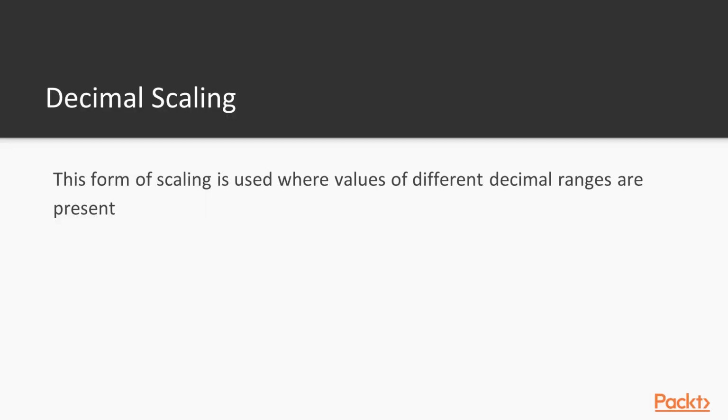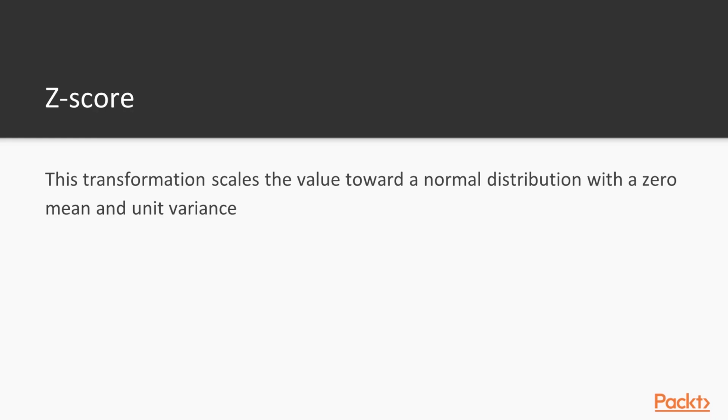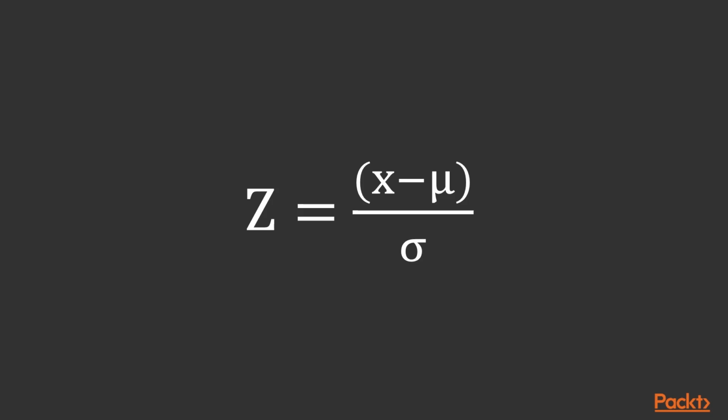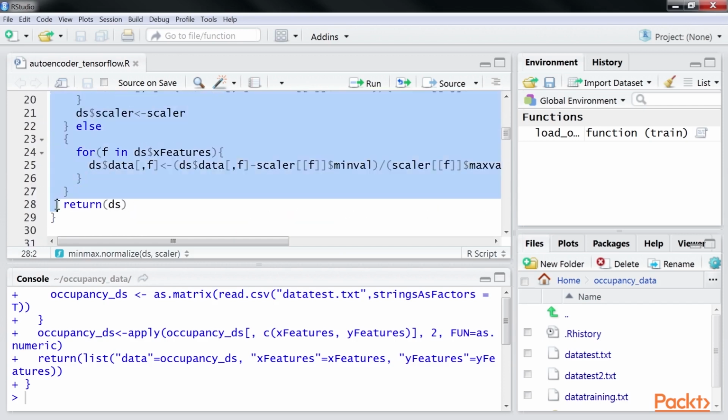Decimal scaling. This form of scaling is used where values of different decimal ranges are present. For example, two features with different bounds can be brought to a similar scale using decimal scaling in this manner. Z score. This transformation scales the values toward a normal distribution with a zero mean and unit variance. Here, mu is the mean, and sigma is the standard deviation of the feature. This is very efficient for a dataset with a Gaussian distribution. This is the operation for data normalization.